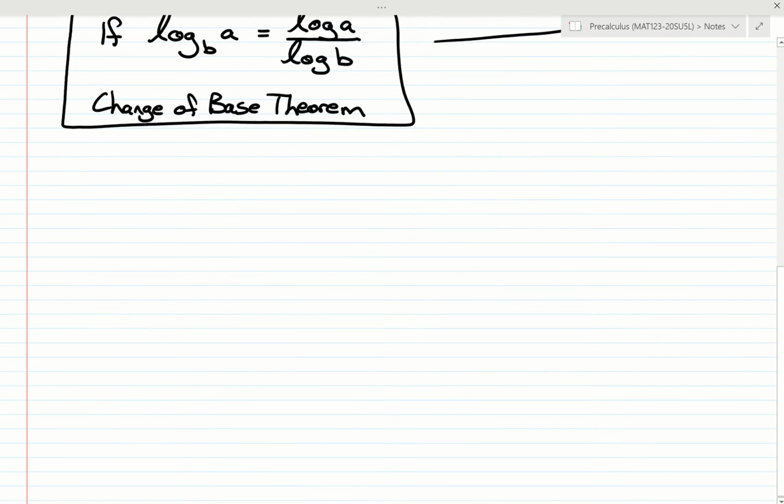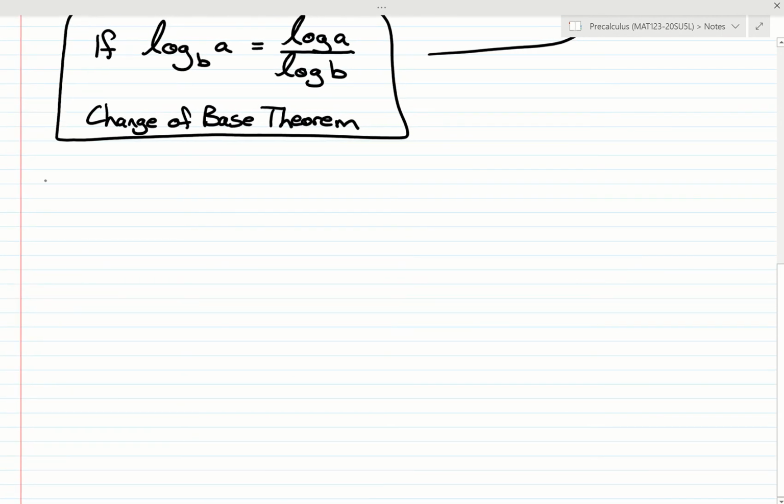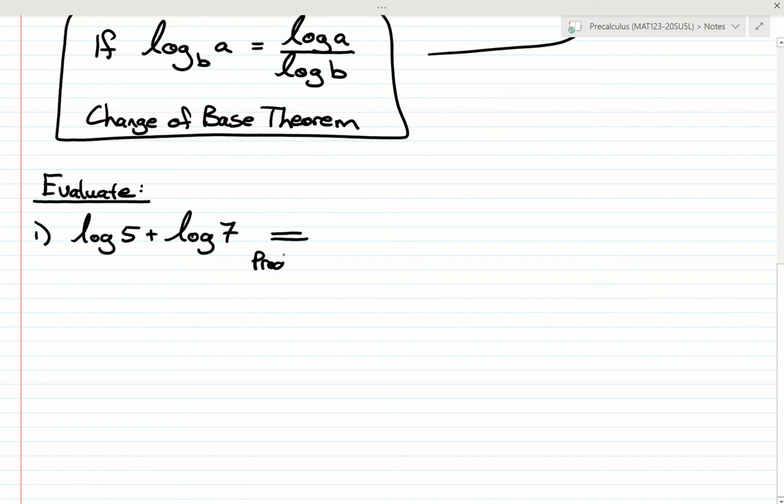So let's do some examples with this just to practice. I'm going to ask you to evaluate, let's say, log of 5 plus log of 7. Now, we could do each one individually, but notice that there is a plus sign in between, so we could use the product property. The product property says if we see plus between logs, we can multiply the arguments. So this is just log base 10 of 35, and we could just type that into our calculator.